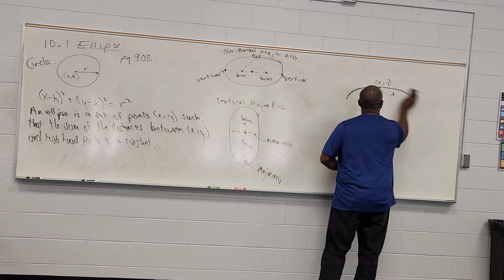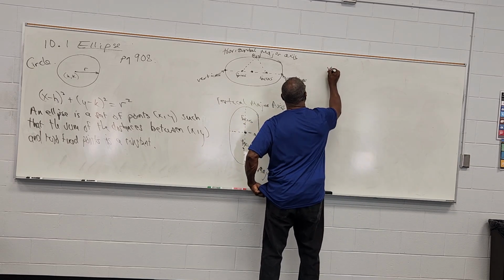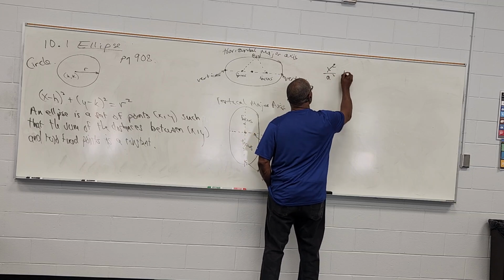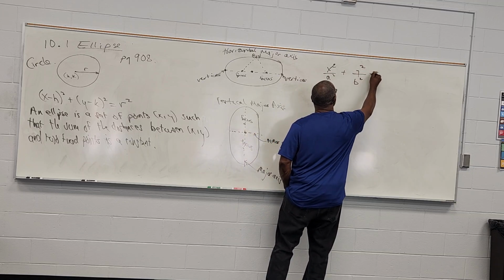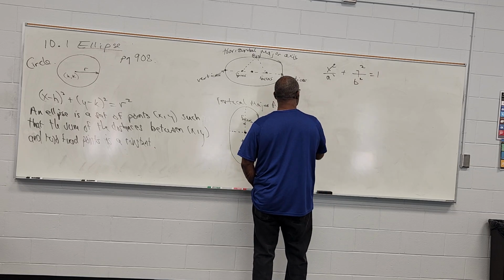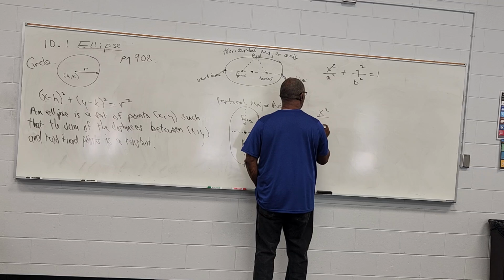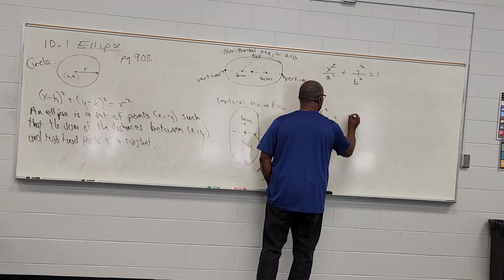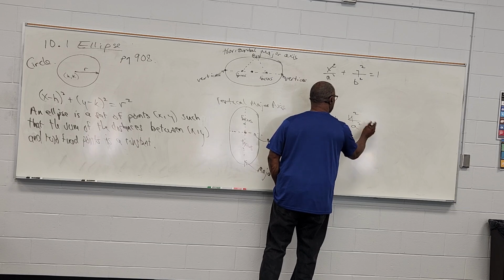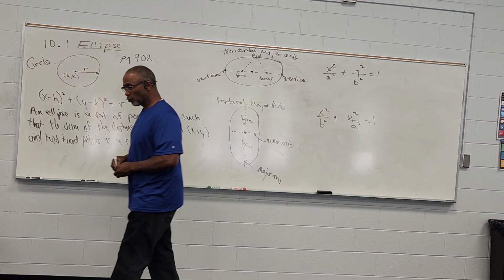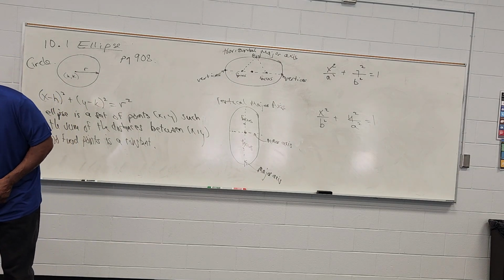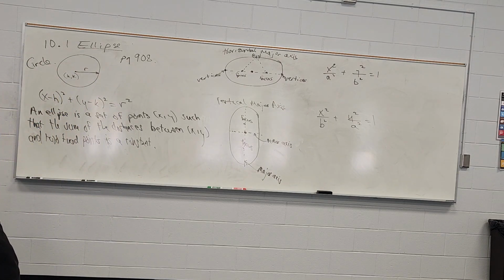And so the equation of the ellipse would be x squared over a squared plus y squared over b squared equals 1. And if the major axis is on the y-axis, x squared over b squared plus y squared over a squared equals 1. Those would be my two standard forms, okay? If the major axis is on the x-axis, it'll be x squared over a squared plus y squared over b squared equals 1. If the major axis is the y-axis, it'll be x squared over b squared plus y squared over a squared equals 1.